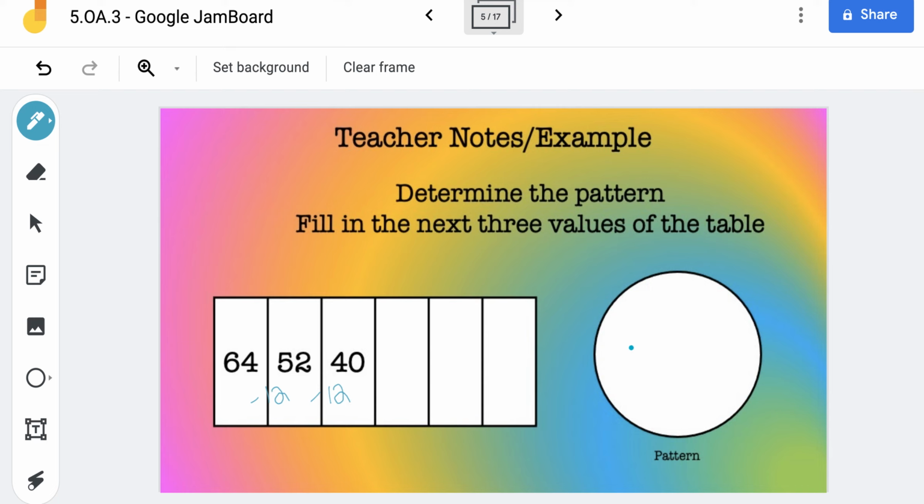So our pattern is going to be minus 12, or you can even type in there subtract 12 if you wanted to. So let's take away 12 from 40. 40 take away 12 is 28. And then take away 12 from 28, and that gives us 16. And then finally take away 12 from 16, and we get 4. And there it is. This has been a brief little mini lesson about number patterns using input and output tables.